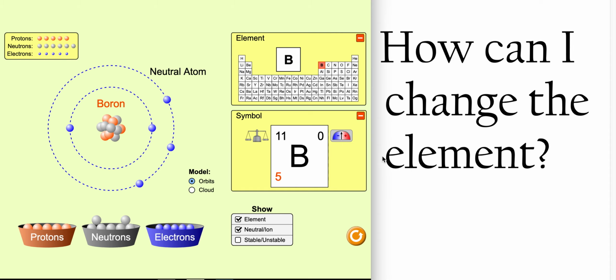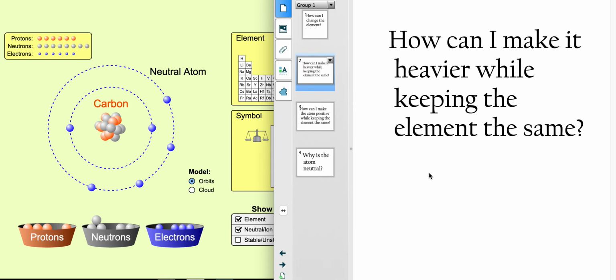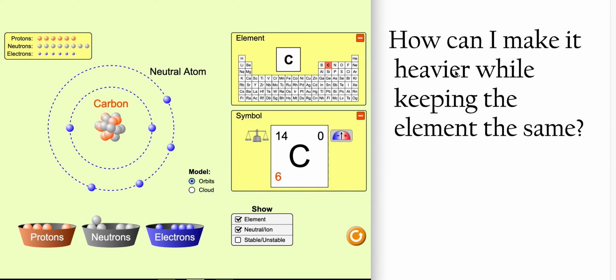And so this is the main question number one that you need to be able to answer: how can I change the element? Of these particles, whenever I add them in, which one changes the element? You need to be able to answer that. The second question is how can I make this element heavier? So this little number right here, how can I make this element heavier while keeping the element the same? So hopefully you can answer that.